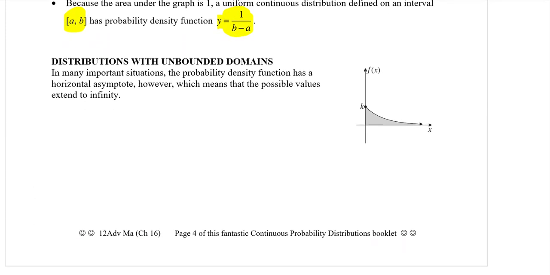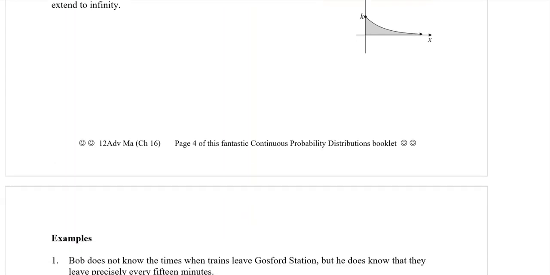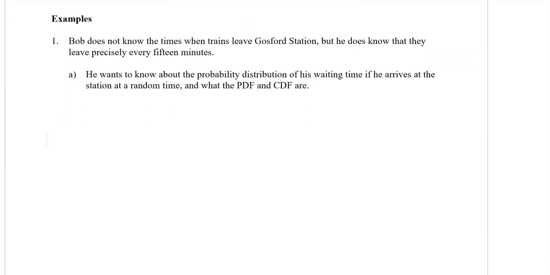Distributions with unbounded domains. In many important situations, the probability density function has a horizontal asymptote. This means that it is possible for values to extend infinitely, so we don't have any set endpoints, which makes things tricky. Okay, what are we going to do?